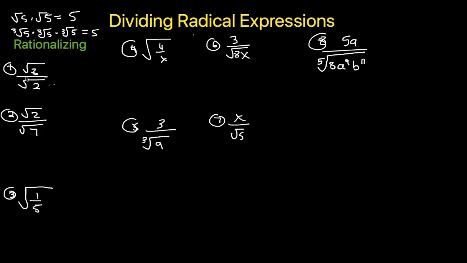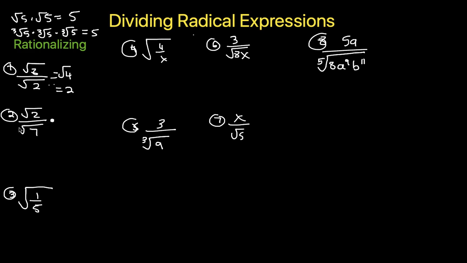So for the first one, first I would look to see, can I actually divide these, which I can. 8 divided by 2 is 4, and they both have a square root, so I can do that, keep your square root. And then square root of 4 is 2. That's by far the easiest way to do it. But what if you can't? 2 and 7 I can't divide. This is where you have to rationalize.